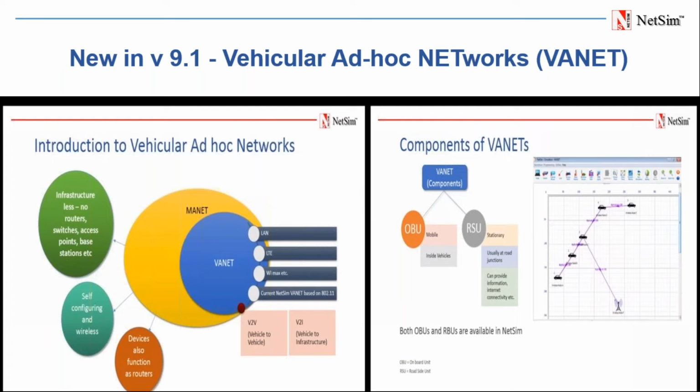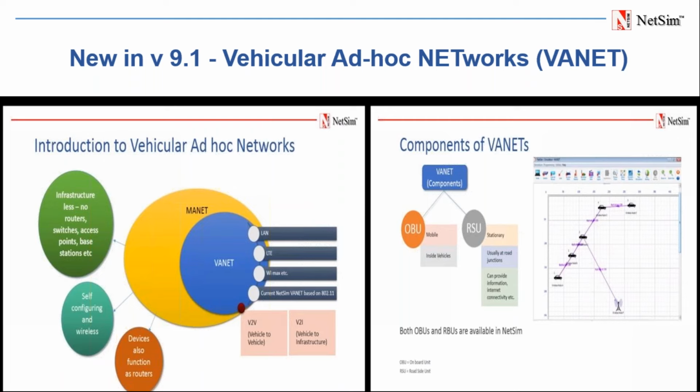Now these are some new features that have been added in Netsim. So this is Vannet, Vehicular Ad Hoc Network. So Vannet is a part of Mannet, Mobile Ad Hoc Network, where Mannet is an infrastructure-less network which doesn't require additional devices such as routers, switches, access points, base stations. Since it is a self-configuring network, the devices themselves work as a router.